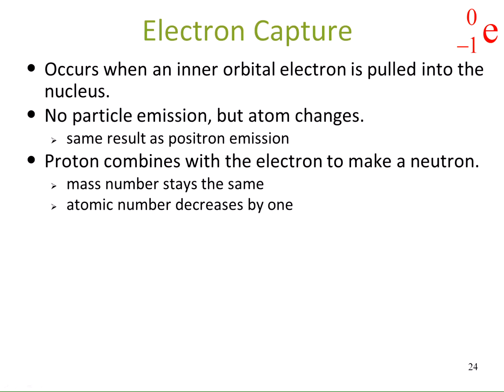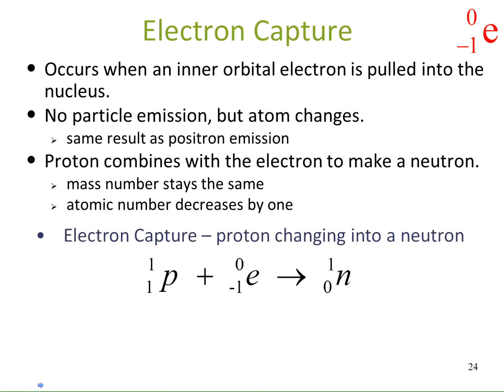So the last type of nuclear reaction that we're going to look at is electron capture. This occurs when an inner orbital electron is pulled into the nucleus. And when this happens, a particle is not emitted, but the atom changes. So it's the same result as a positron emission. The proton combines with the electron to make a neutron. The mass number stays the same, but the atomic number decreases by 1.